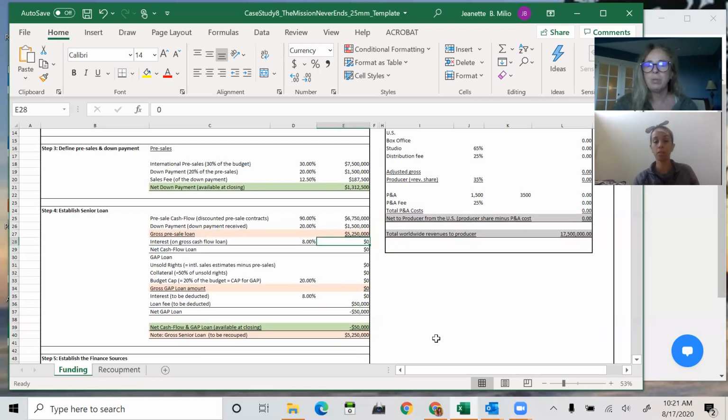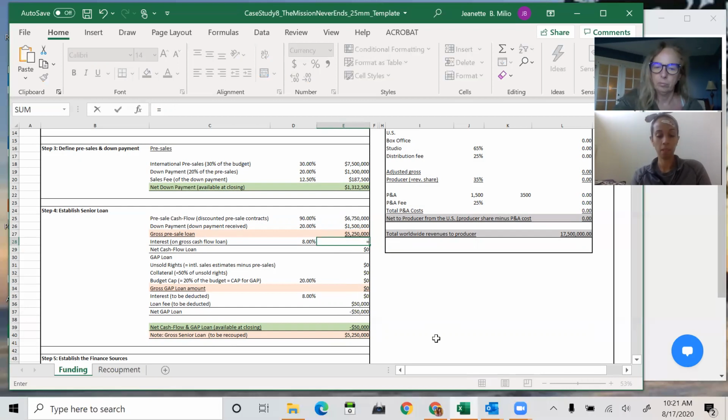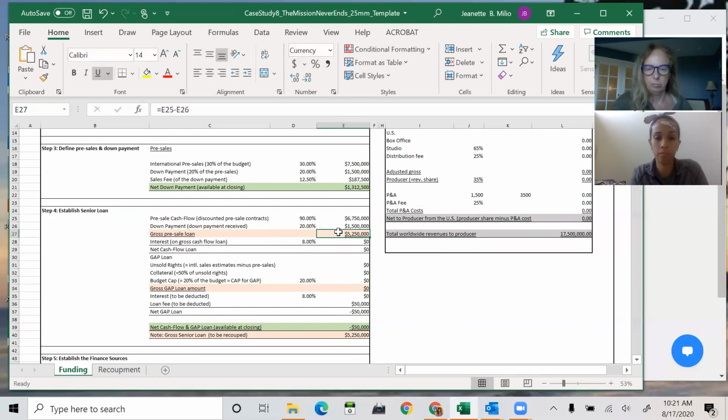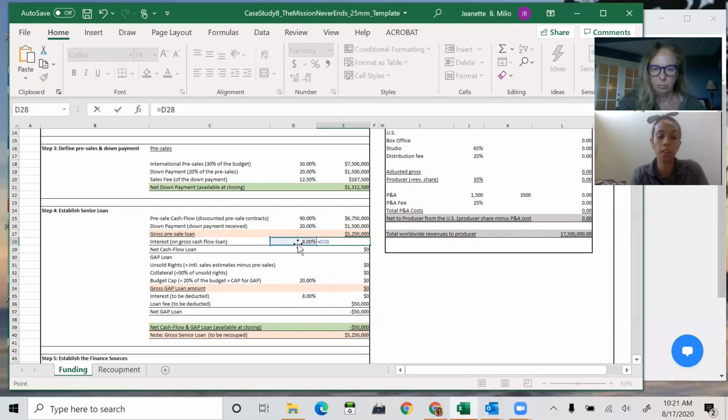So what I'm doing now is I'm going to try to figure out what interest I have to pay for this gross pre-sale loan. And per the assumptions, I have to pay 8%. So how much is 8% of my gross pre-sale loan? Can you give me that number? 8% of the gross pre-sale loan of 420,000. Let me check. You're faster than me.